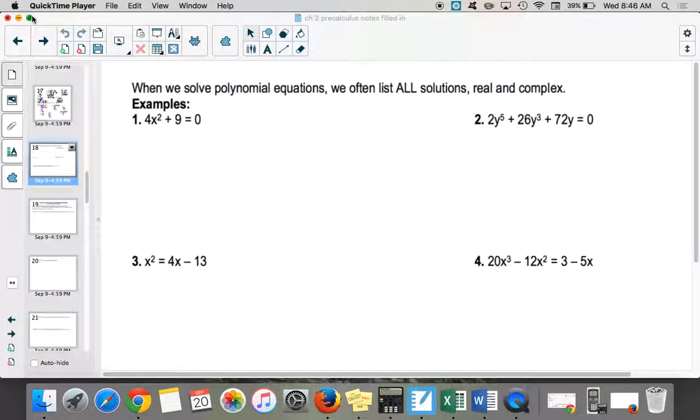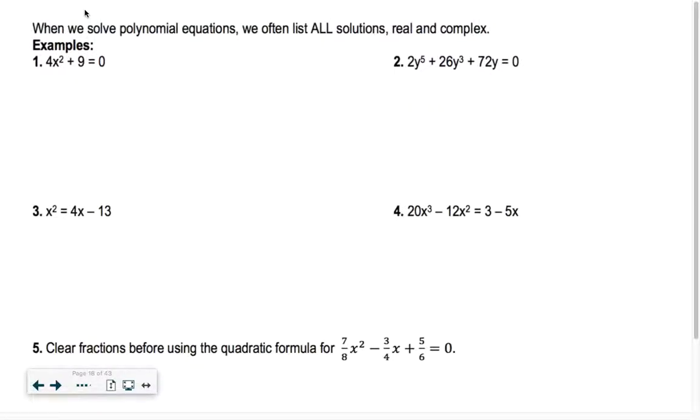When solving polynomial equations, we often list all of their solutions, real and complex. So that means we're going to have solutions that involve i as well. For number 1, it says we have 4x squared plus 9 equals 0.